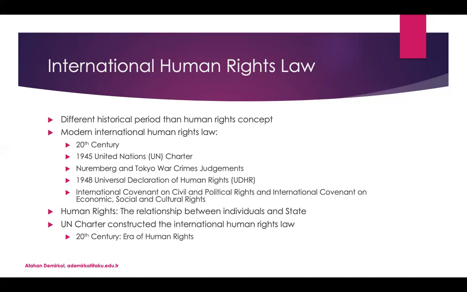Nuremberg and Tokyo war crimes judgments, and one of the main documents for international human rights law, which is also criticized. I will mention the criticisms, but it's the 1948 Universal Declaration of Human Rights. Then we see the modern documents like the International Covenant on Civil and Political Rights and the International Covenant on Economic, Social, and Cultural Rights. So these are the modern international human rights law documents, like milestones for modern international human rights law.